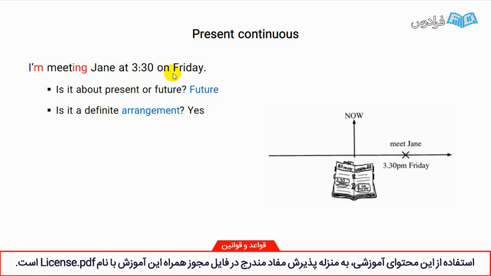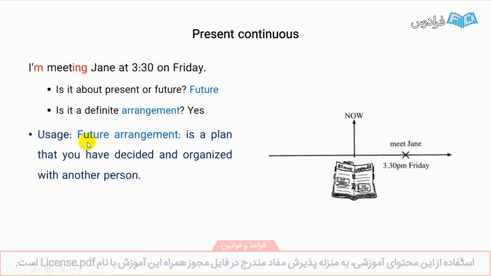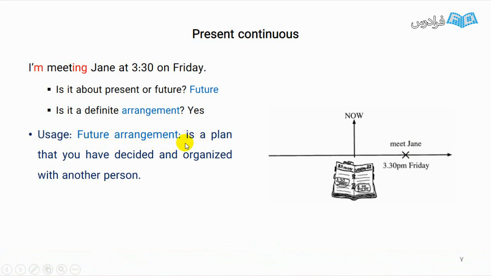There is a point about using present continuous to talk about the future. We call it future arrangement. This is a plan that you have decided and organized with another person. Look, I and Jane. There are two people that arrange this plan, meeting each other. Then we can use present continuous, and it happens in the future.